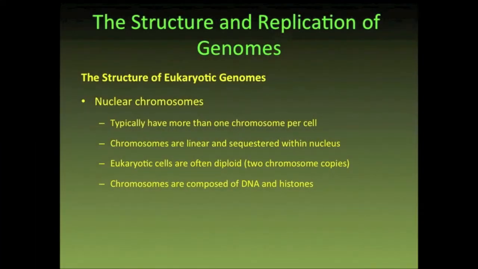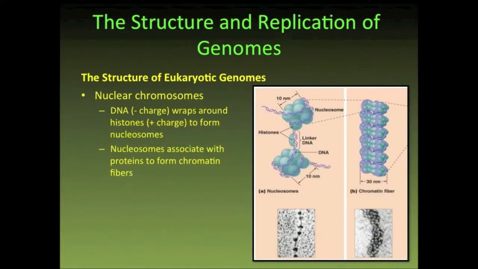Eukaryotic genomes contain both nuclear as well as extranuclear DNA. We will examine both. Nuclear DNA refers to the DNA located within the nucleus. Eukaryotes typically have more than one chromosome located within their nucleus, and the chromosomes are linear. Many eukaryotic cells are diploid, meaning that they have two copies of each chromosome, one paternal and one maternal. Eukaryotic chromosomes must be packaged to fit within the nucleus.